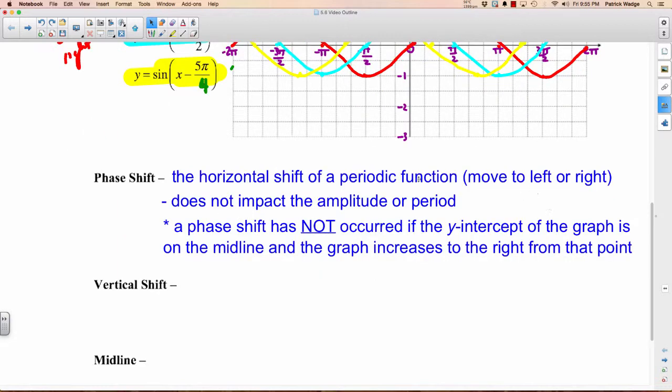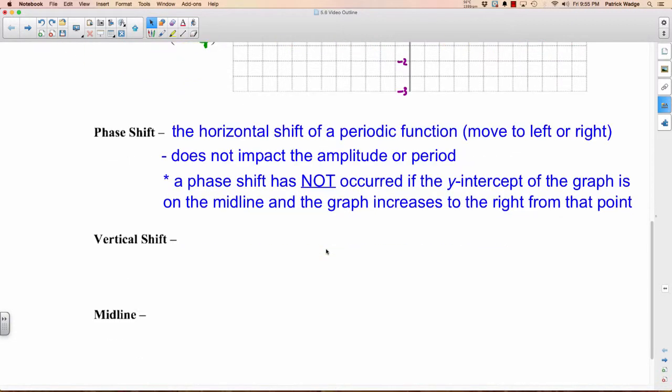Luckily for you guys this year, we won't be asking you to figure out how much phase shift has taken place. The only thing we'll be asking you to do is to figure out if a phase shift has occurred or not. In Pre-Calculus 12, they have to worry about how much phase shift, and that can be very difficult.